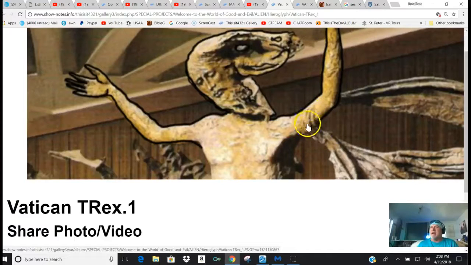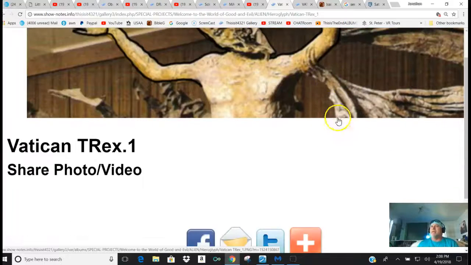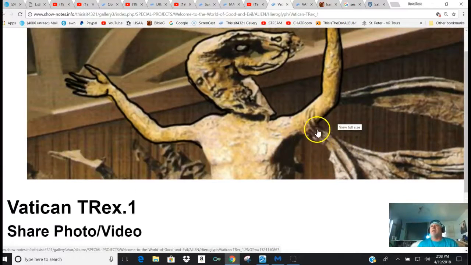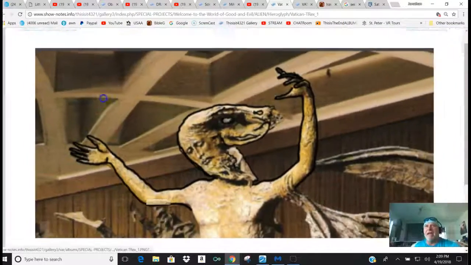It looks like a skeleton holding on to his arm in order to attach that, but it also doubles. There's a line right here. There's a dark line, and it doubles as going behind him as a wing. That is definitely a wing.